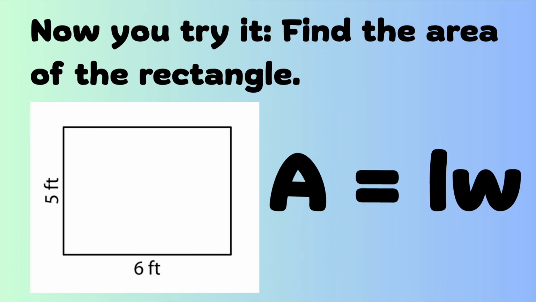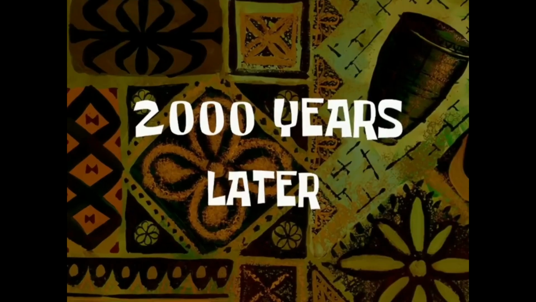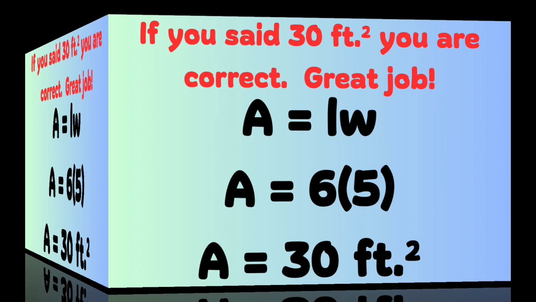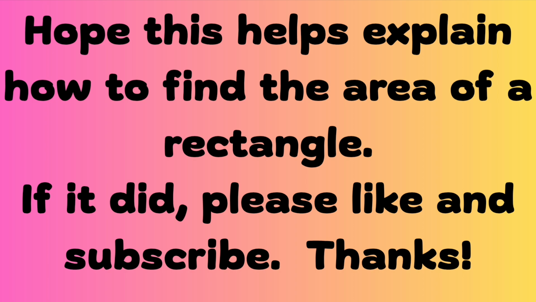Find the area of this rectangle. Pause the video before you see the final answer. 2,000 years later. If you said 30 feet squared, you are correct. Great job. Remember, the length was 6, the width is 5, 6 times 5 is 30 feet, and area is always squared. Hope this helps explain how to find the area of a rectangle.